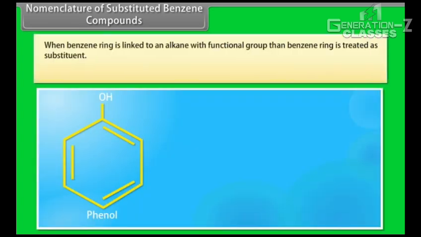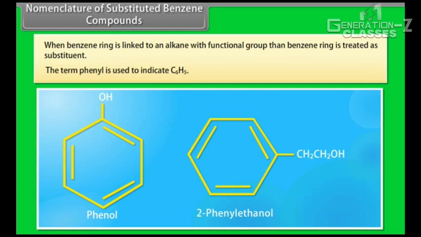When benzene ring is linked to an alkane with functional group, then the benzene ring is treated as substituent. The term phenyl is used to indicate C6H5.